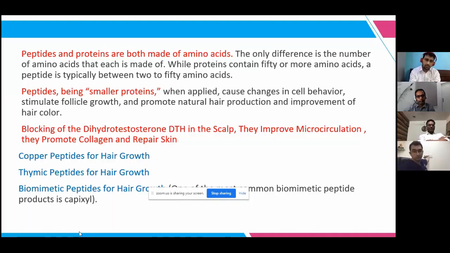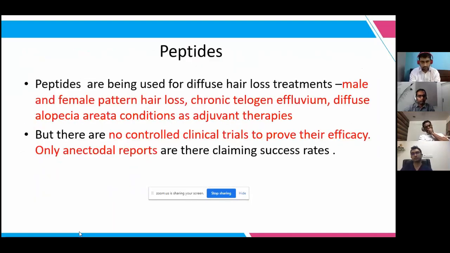So there are 3 types of peptides. One is copper peptides, the other one is thymic peptides, and the other one is biomimetic peptides, to which most of the time they add vitamins or plant products. Peptides are being used for diffuse hair loss treatments, maybe male or female pattern hair loss, or in chronic telogen effluvium. But as he pointed out rightly, there are no controlled clinical trials to prove their efficacy. Only anecdotal reports are there.